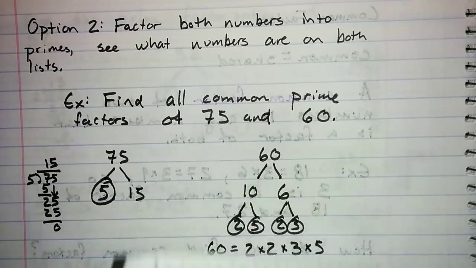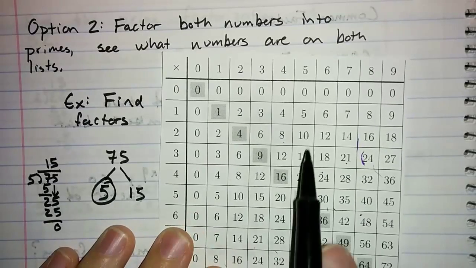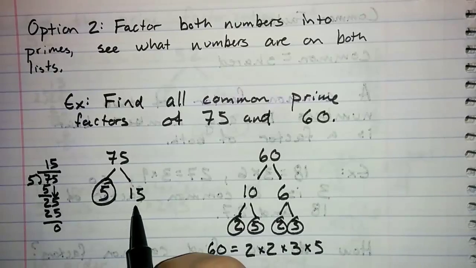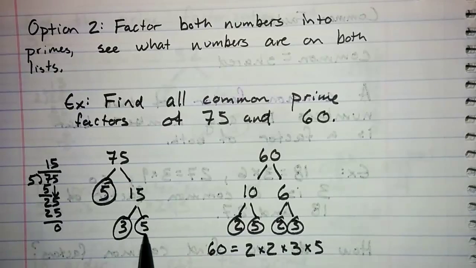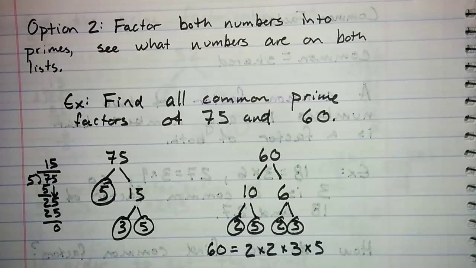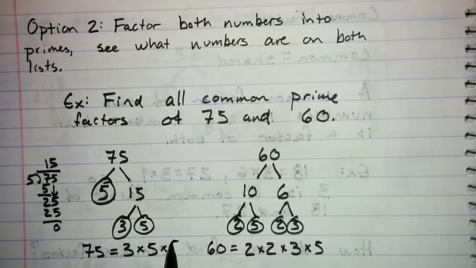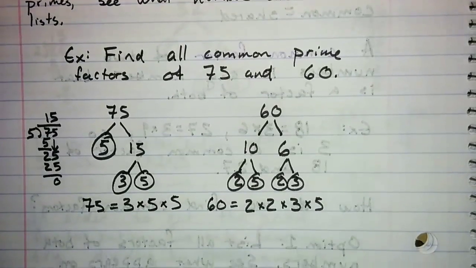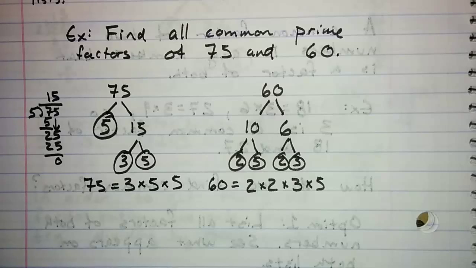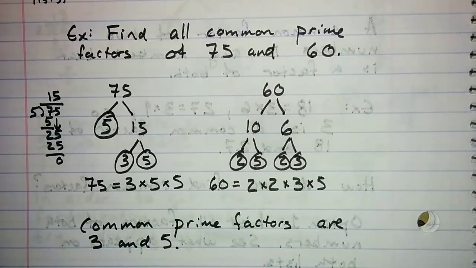But 15, there it is in the multiplication table. It's 3 times 5. And of course I knew that 15 was a multiple of 5 because its last digit is 5. 3 and 5 are primes, so we're done. 75 is 3 times 5 times 5. So, tell me some common prime factors of 75 and 60. Right. Common prime factors are 3 and 5.